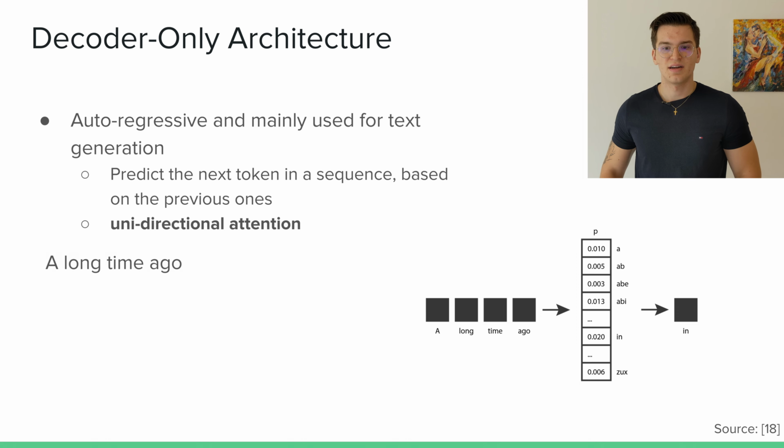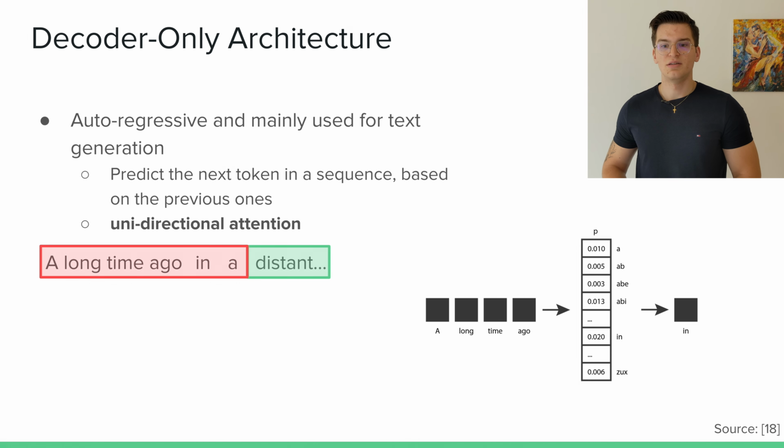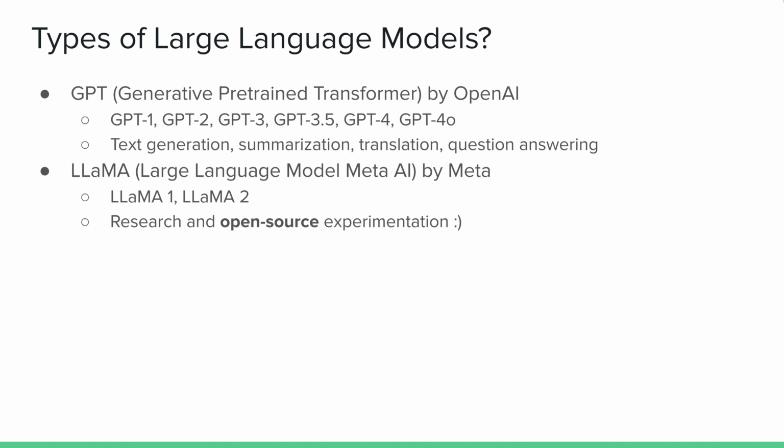For example, as shown here, the model only considers the context of the tokens to its left. It predicts the next word based on that limited view. This architecture is fundamental to models like GPT, which excel at generating coherent and contextually relevant text. There are several types of large language models in use today, and each is built on a specific architecture with different strategies. Let's start with GPT by OpenAI.